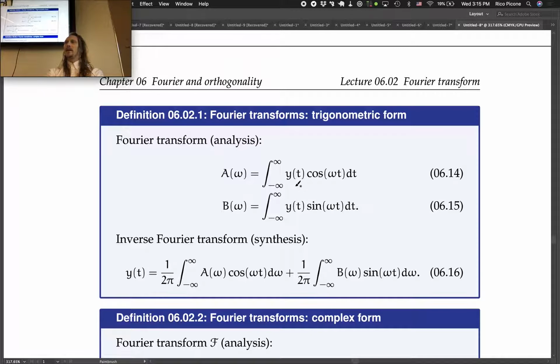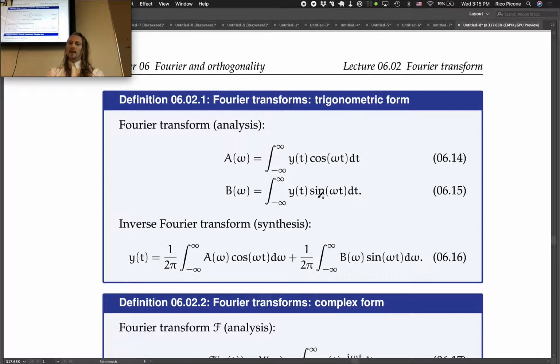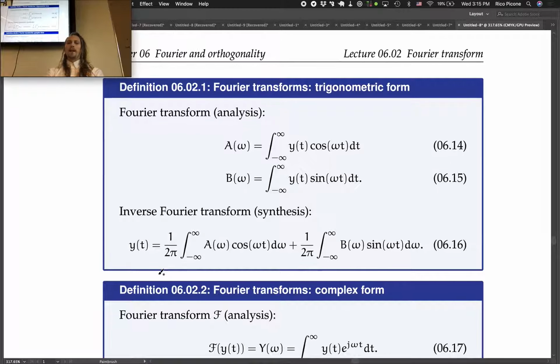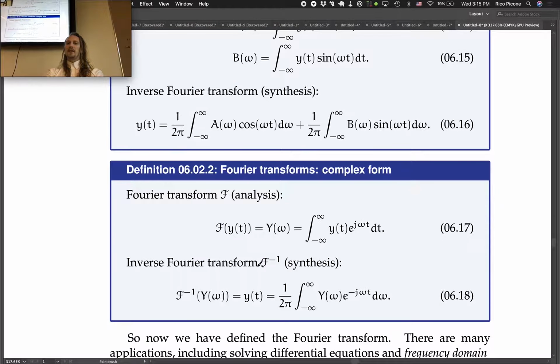Instead of integrating over a finite period, you integrate over the entire domain of y of t. And we are using the cosine multiplier here, a sine multiplier for b. And synthesis is, instead of an infinite sum, it's an infinite integral over the entire frequency domain to give us the time domain back. The complex form of it is also very analogous.